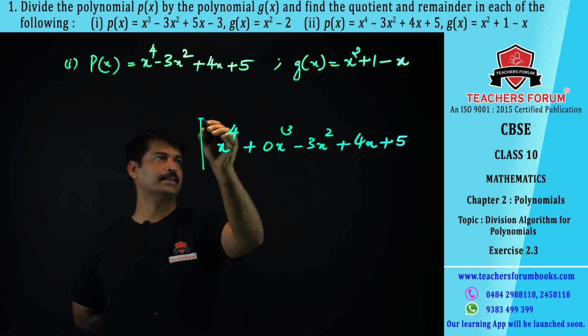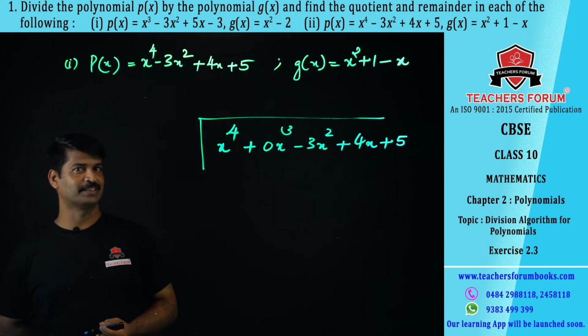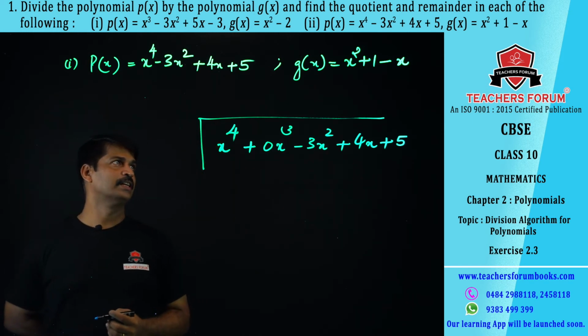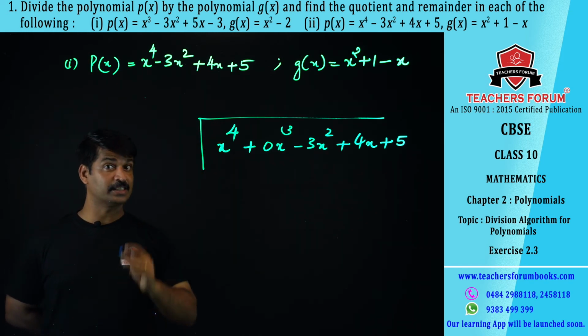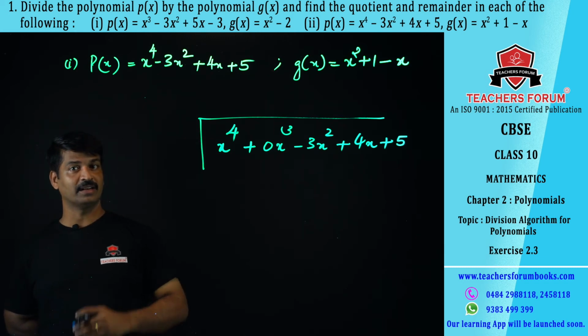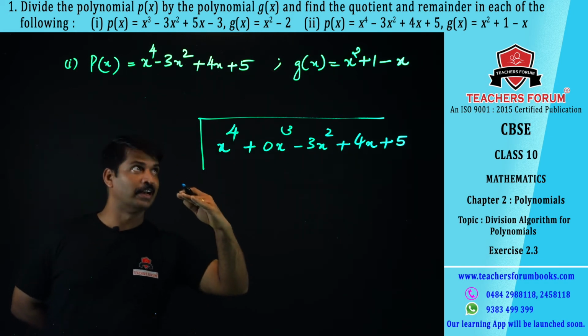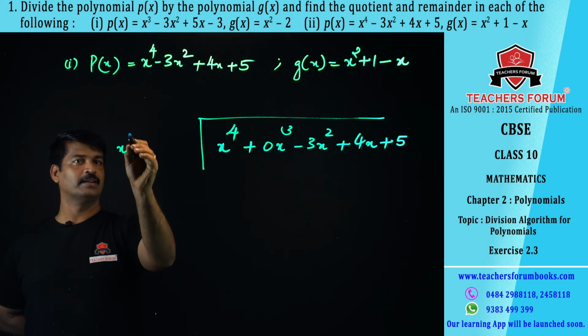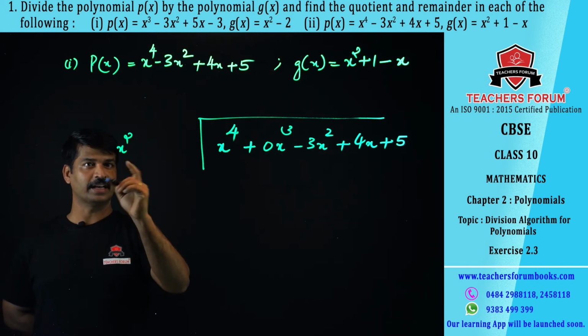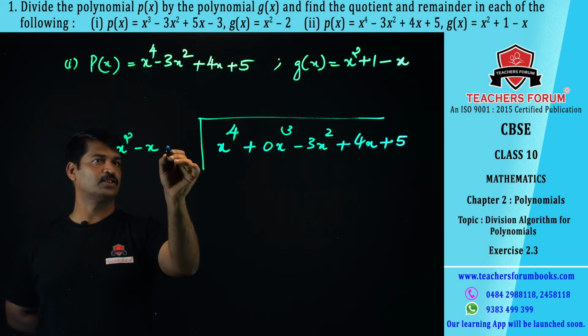Let us divide p of x by g of x. You see, what is g of x? x square plus 1 minus x. That is not in the standard form, that is, not in decreasing degree order. So first you have to write x square, then you should write the x term, that is minus x, then you should write plus 1.